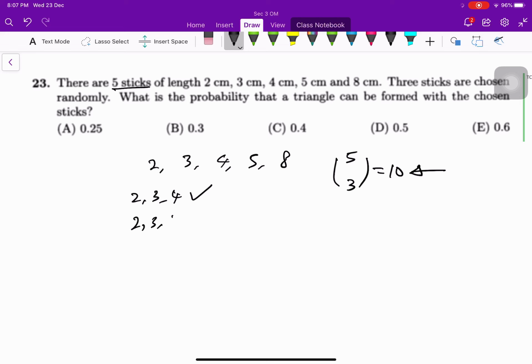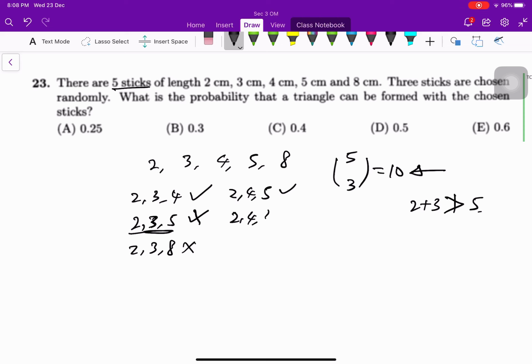This is 2, 3, 5. It cannot form the sides of a triangle because 2 plus 3 is not greater than 5. It is equal to 5. Therefore, this combination will not give you the sides of a triangle. And then 2, 3, 8 is also not possible. Then 2, 4, 5. This is possible. And then 2, 4, 8. This is not possible. And then 2, 5, 8 is also not possible.